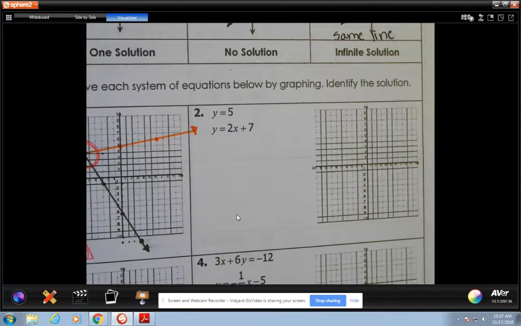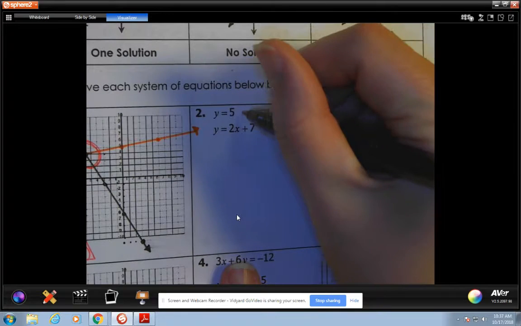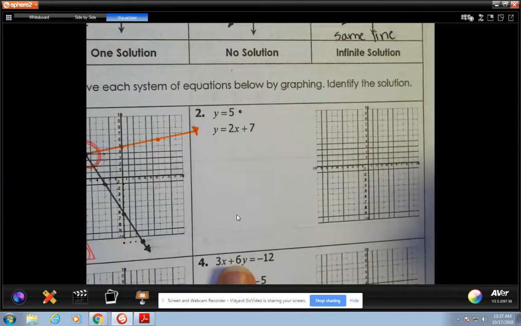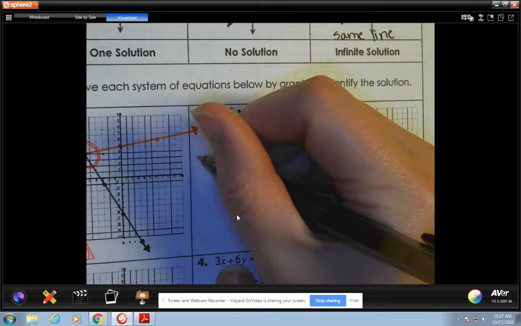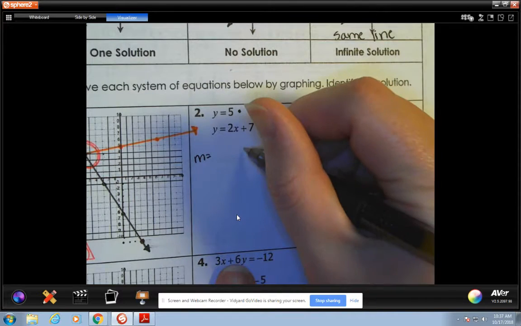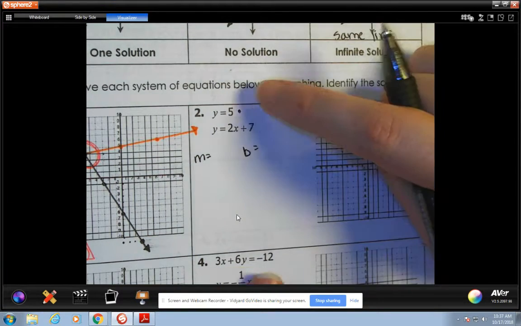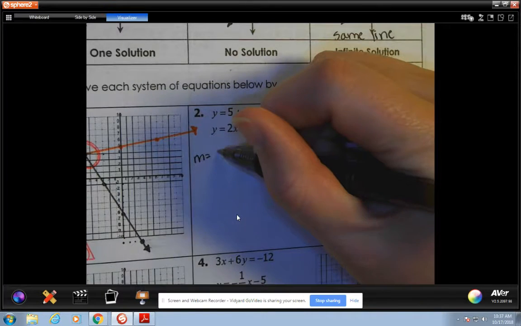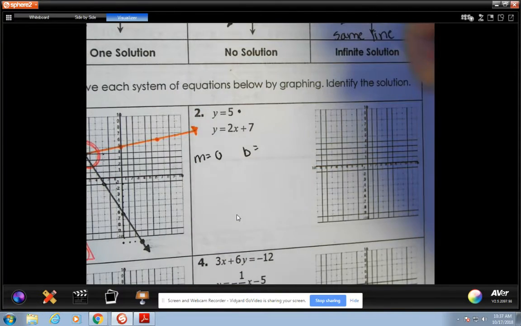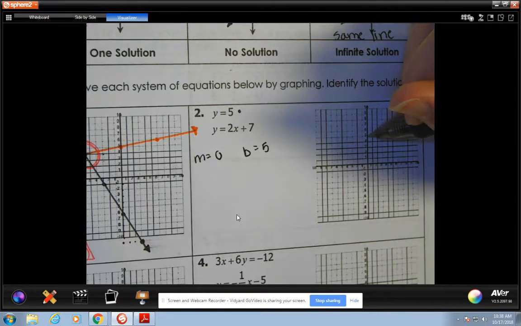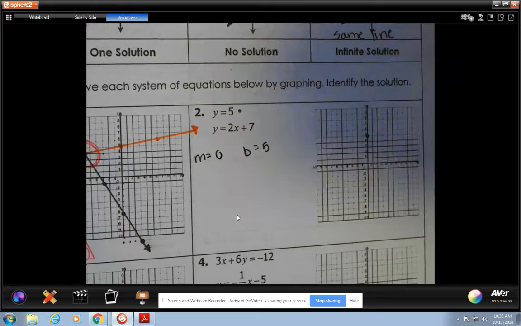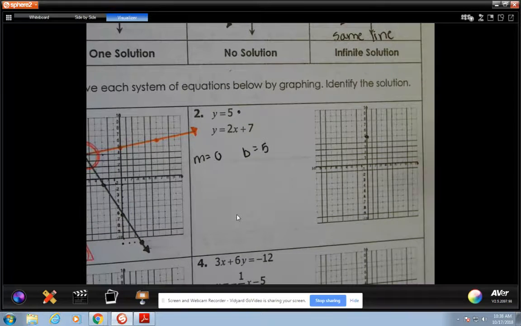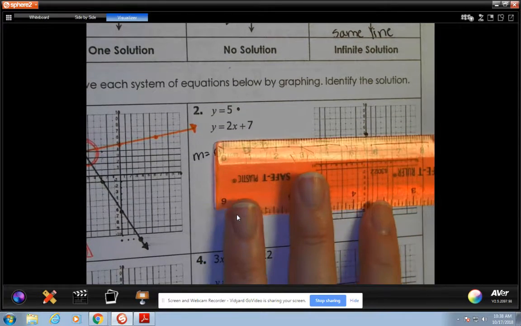All right, so this number 2 is our next example. Line 1 is going to be black. The second line will be orange again. So we need to figure out our M and our B. Our equation here is y equals 5. That doesn't have a slope, so the slope is 0, because it's a y equals line, and our y-intercept is 5. A y equals line is just a horizontal line where y equals 5.